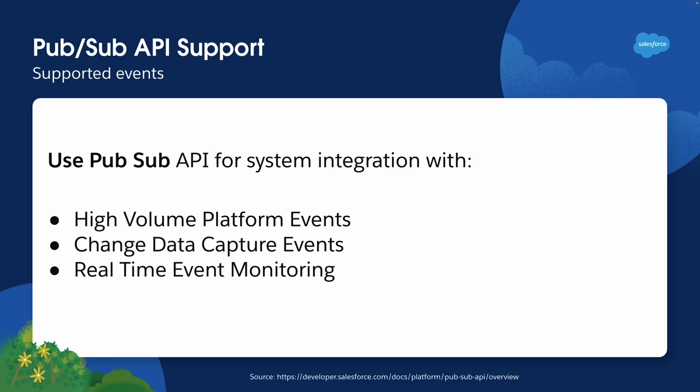So the PubSub API supports 3 different types of events within Salesforce: high volume platform events, change data capture events, and real-time event monitoring. Some examples of how we might use those in an application are change data capture. When an order is updated, you may want to use the PubSub API so that your warehouse app can subscribe to the change data capture events and then provide the information to the pickers in the warehouse to pick the items ready for the dispatch of the order.